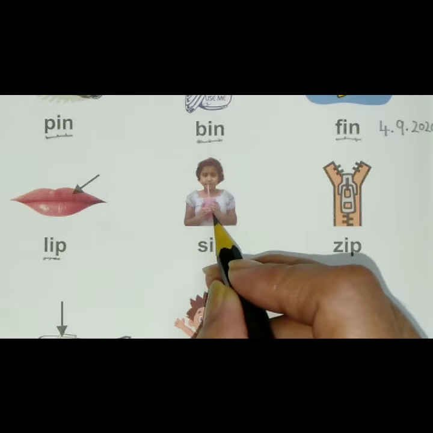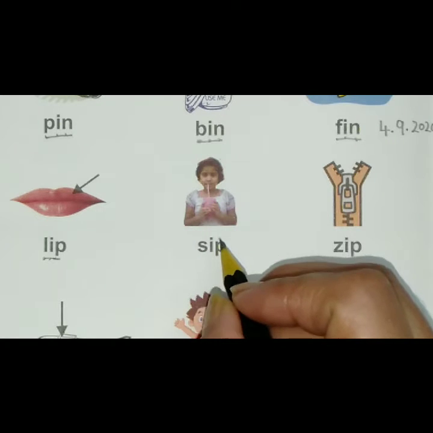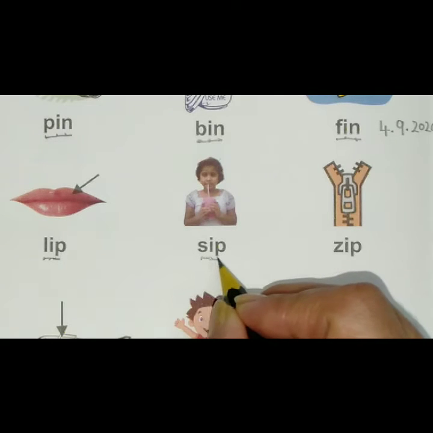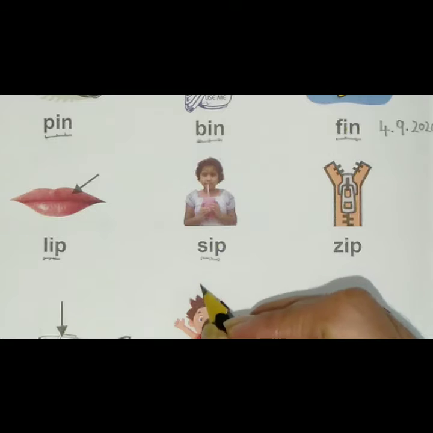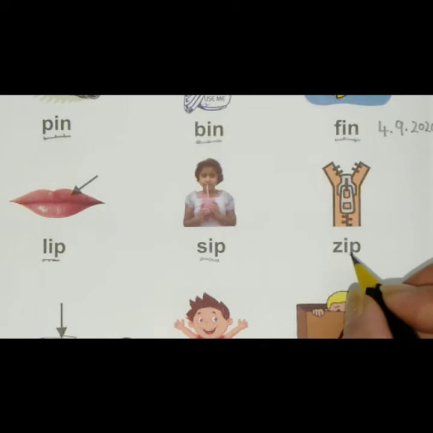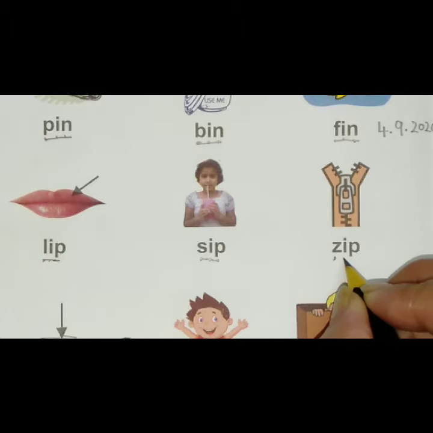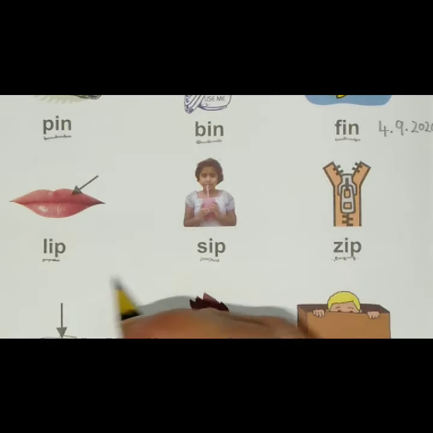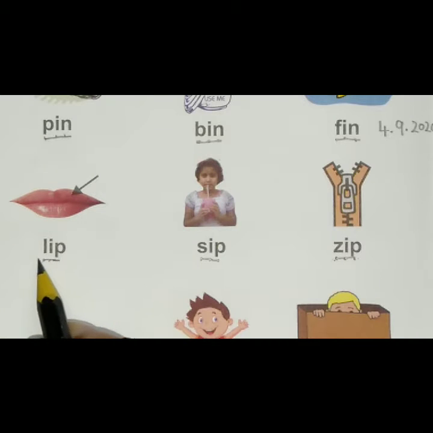Next picture. Look, the child is drinking something and she has a straw. So what do we do? S, I, P, join, sip. S, I, P, sip. Next picture. Everybody knows what this is? Yes. And the spelling is z, I, p, zip. Z, I, P, zip. We did ip family. Let's do it one more time. Lip, sip, zip. Well done.